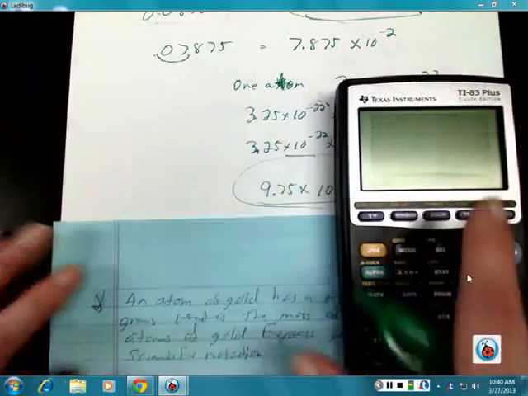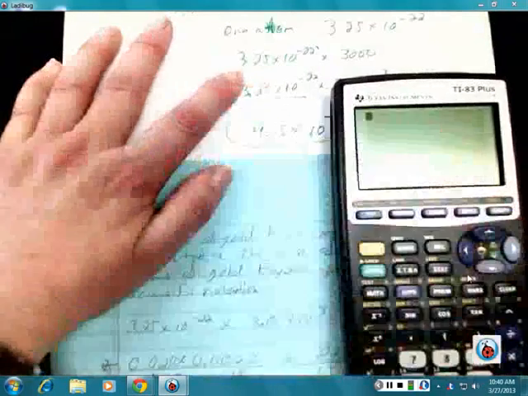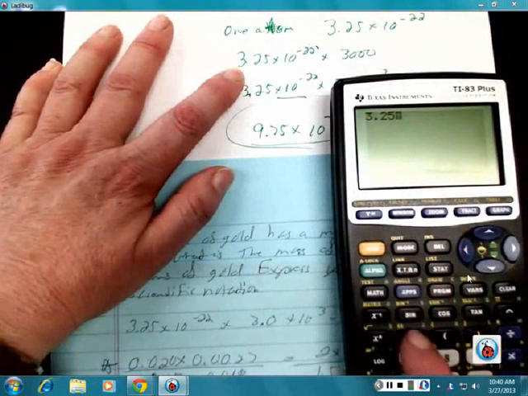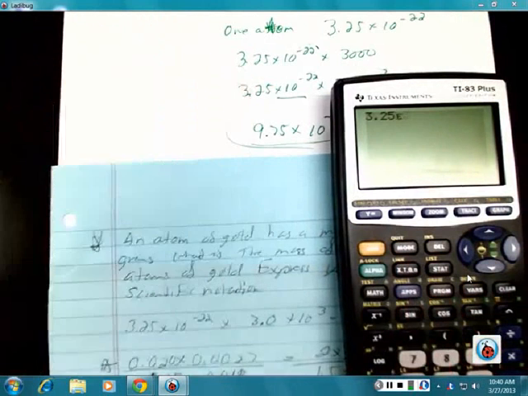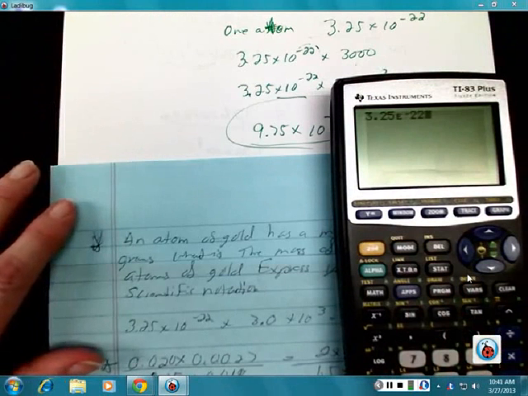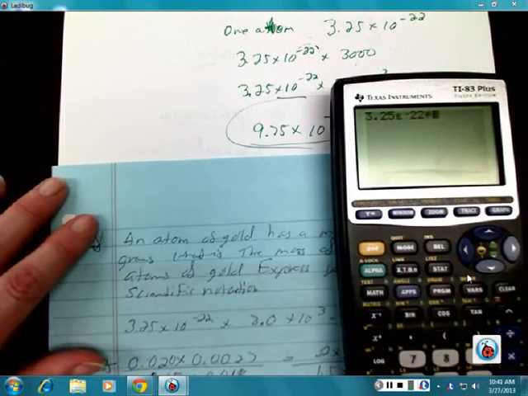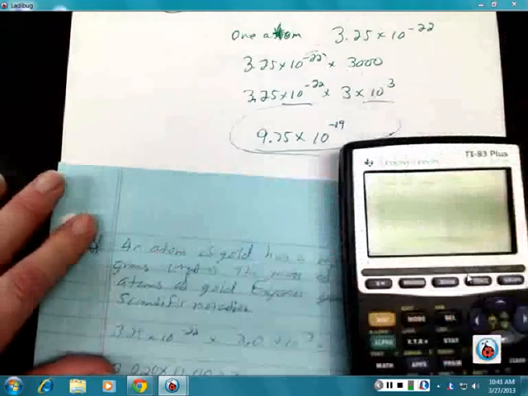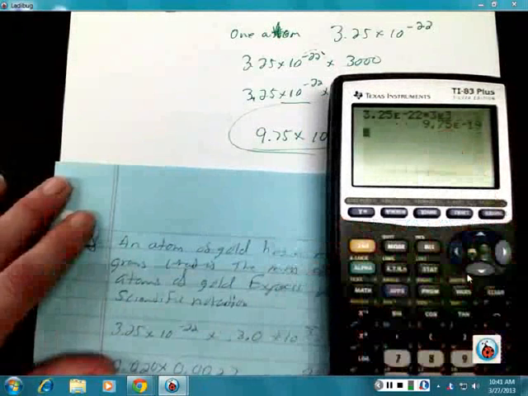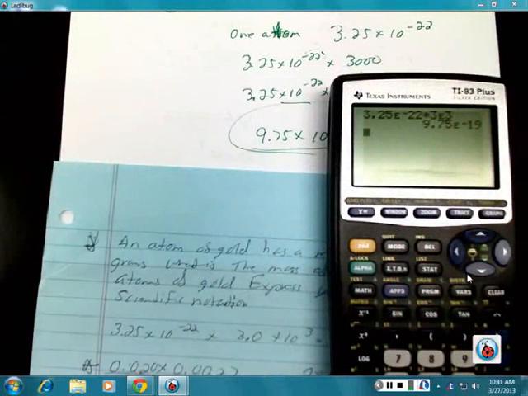So if you wanted to put this into your calculator, you would go 3.25, go second, your EE or your comma key, and it puts that little E in there, like would show up if you put scientific notation on your calculator, a negative 22, times 3 second EE, and we said we had an exponent of 3 on my 10. If I hit enter, I will get my 9.75 E to the negative 19th that we said it was equal to. So you can use your EE key as well.